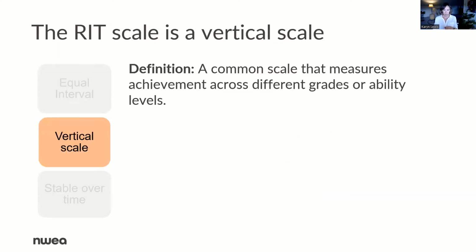The next key property to keep in mind is that the RIT scale is a vertical scale. And what it means to be a vertical scale is that we're simply using a common scale to measure achievement across different grades and across different ability levels.